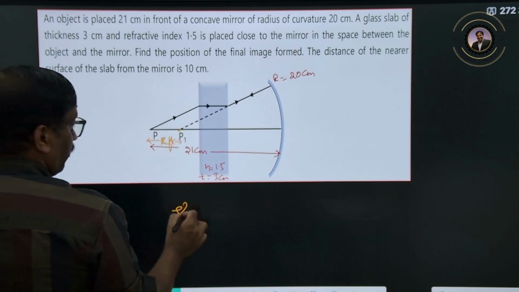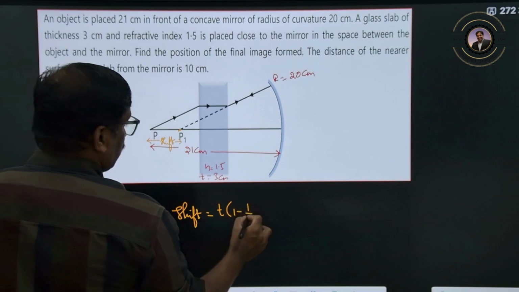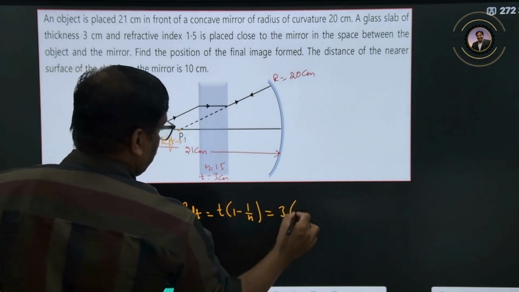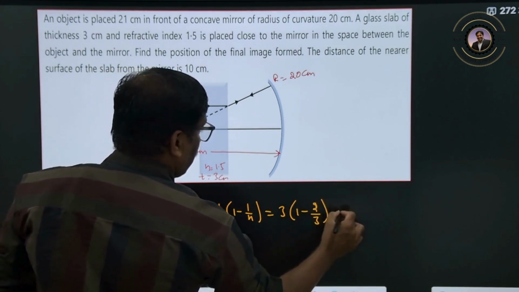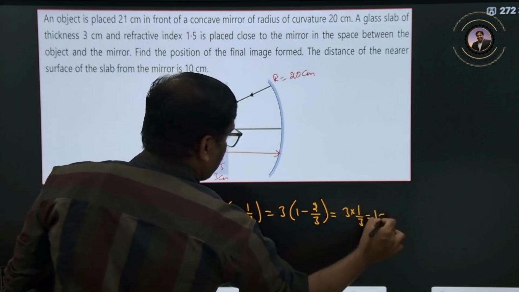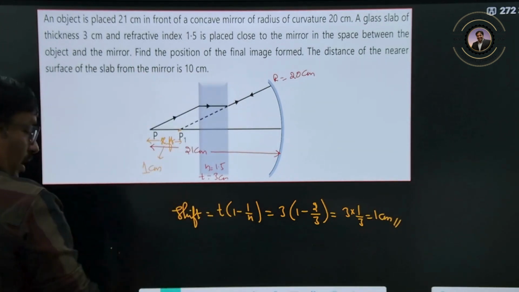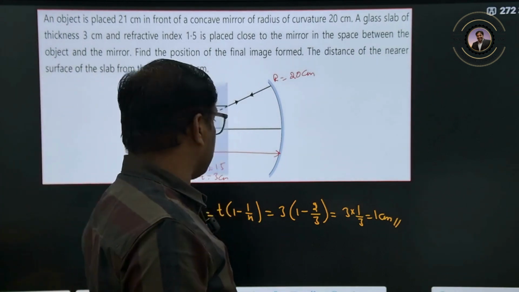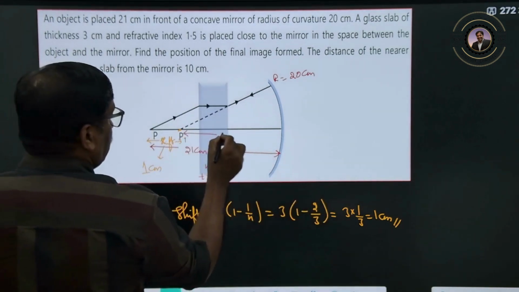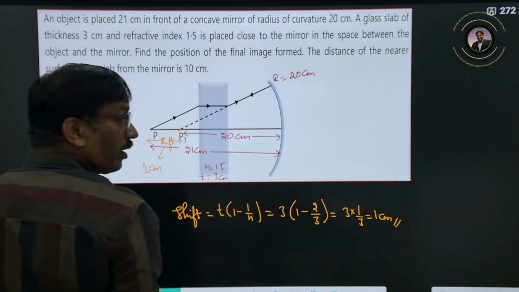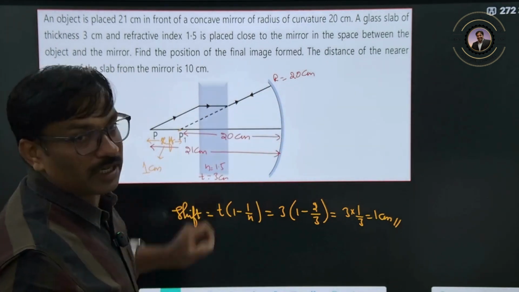Clear? So how much shift can take place? Shift will be equal to thickness into 1 minus 1 by n. The thickness is 3 centimeter. 1 minus 1 by 3 by 2 means 2 by 3. So 3 into 1 by 3 is 1 centimeter. Therefore the shift we got is 1 centimeter. Understood? So really where is this object now? It is 21 centimeter, which means it appears at 20 centimeter. That means for this mirror, the object looks like it is at 20 centimeter only.